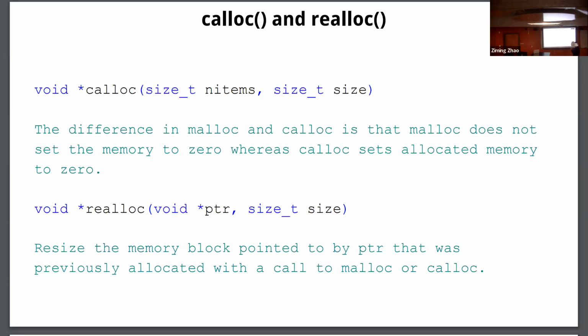Also, there is a realloc function to resize the memory block pointed to by a pointer that was previously allocated by malloc, to change the size. It may be successful, it may not be successful. So those are the basic 4 interfaces, 3 about allocation, 1 about free. Okay.